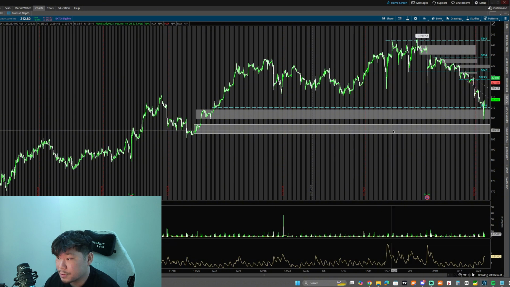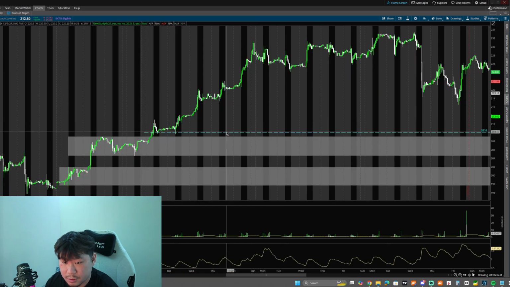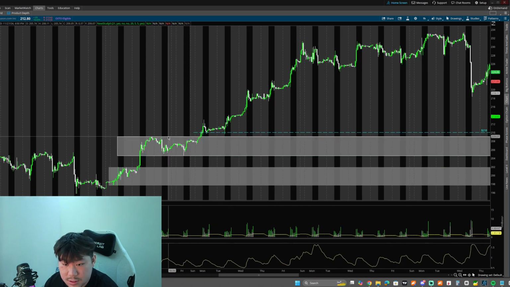So I'm going to go over another example, but this one is just like a puts example. So if I go to the chart on Amazon right over here and I zoom back just a little bit over here, you can see price consolidated before making a large move up, right?